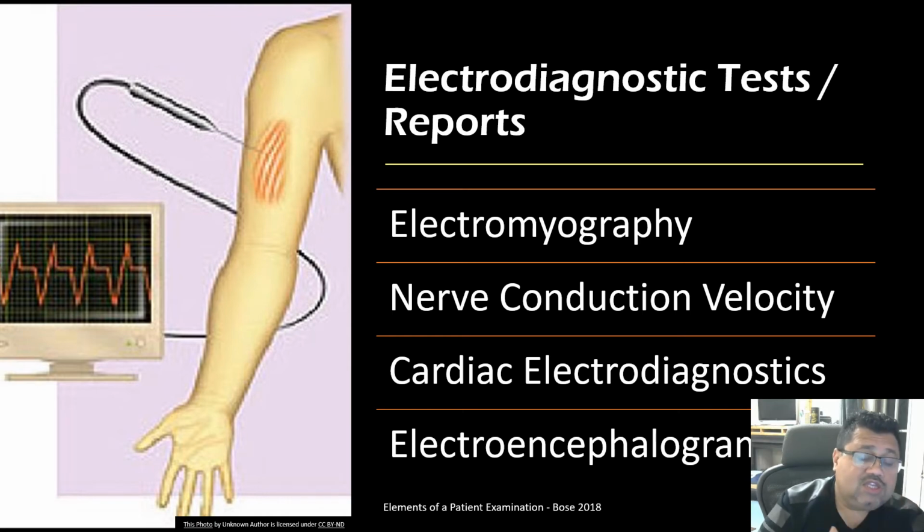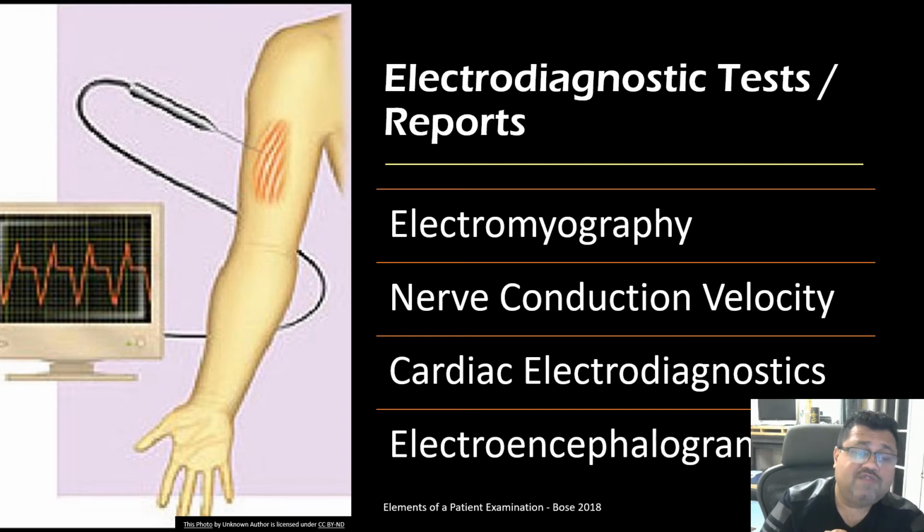Okay, so these tests tell you how the muscle is. Does it have an intact nerve supply? Does it have a pathology, an intrinsic pathology or a neural pathology? So is the muscle itself defective, or is the nerve supply to the muscle defective?